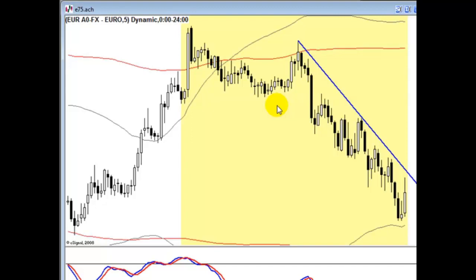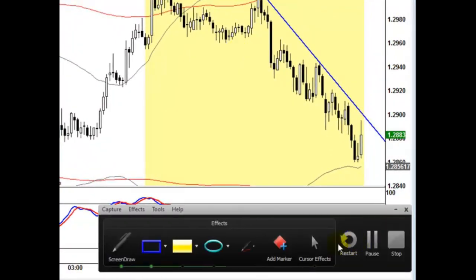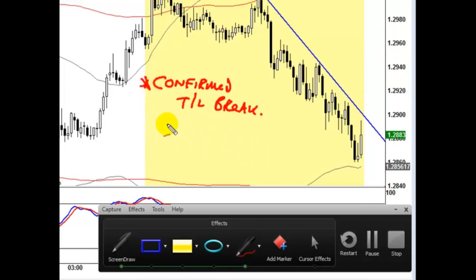Right, actually, I think I've jumped the gun. Let's talk about the entry for the trade before we talk about the stop loss. The entry is when we get a confirmed, and this is important, trend line break. In order to get a confirmed trend line break, and the key word is confirmed here, we need a candle close on the other side.